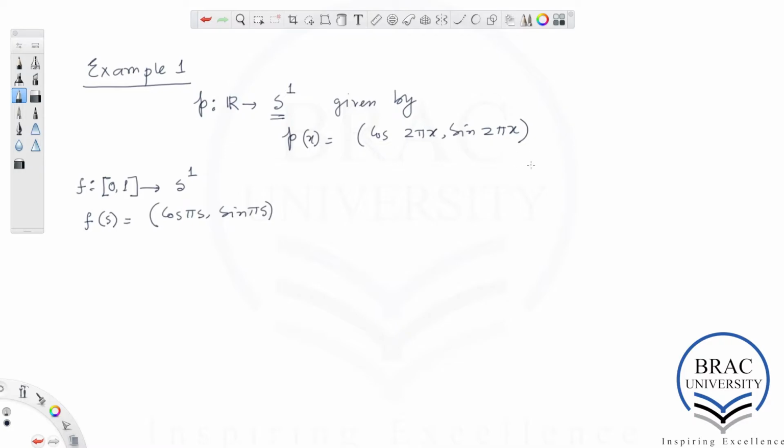Let me give you a second example here on the right side, which is another path on the unit circle. So let me denote it by G instead of F. Okay, and this is given by the following formula. G of s is equal to cosine pi s and minus sine pi s.